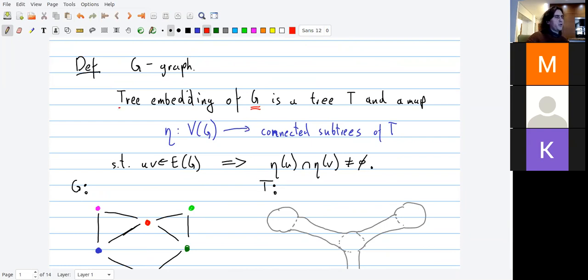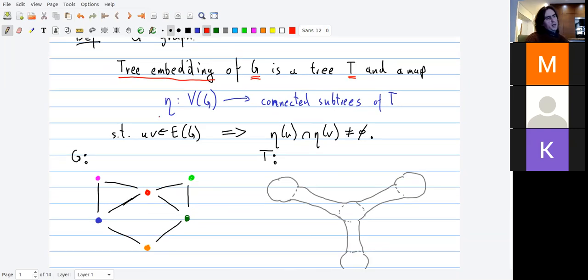So a tree embedding of G into a tree T looks as follows. An embedding will take a vertex of the graph, say U, and map every vertex of the graph to a connected subtree of a tree. So I fixed some tree T that is the shape into which I will try to squeeze my graph. I would like to take every vertex U and map it to a subtree of T. I want to take this vertex and smear it onto a connected subtree in T.